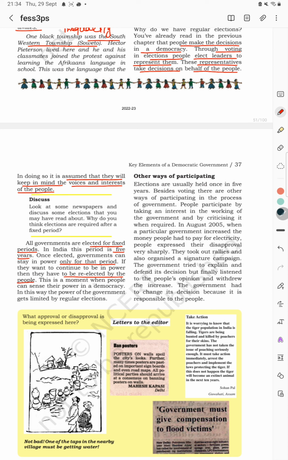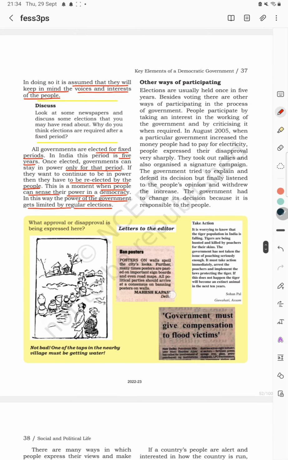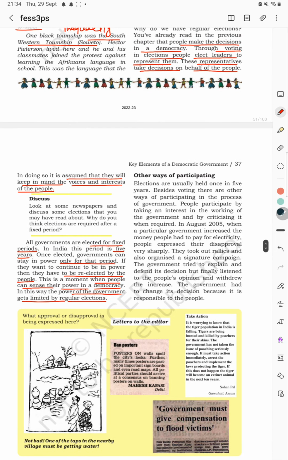This is a moment when people can sense their power in a democracy. In this way, the power of the government gets limited by regular elections. A system of regular elections, here that is 5 years. After every 5 years an election happens, and if someone wants to be in power again, he has to be re-elected by the people, then only he can continue in the government.